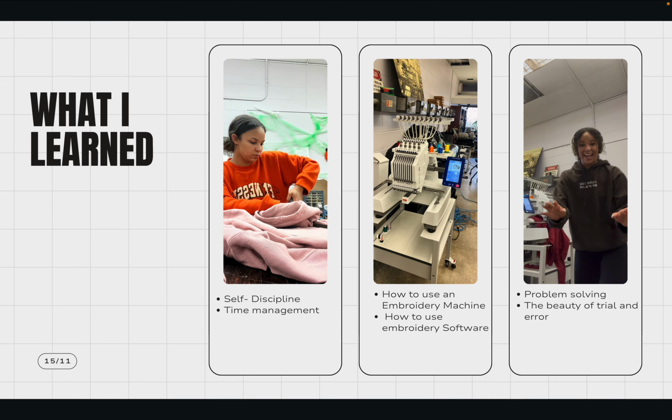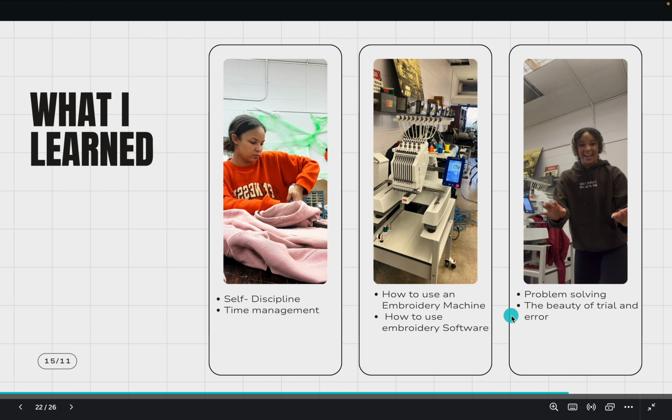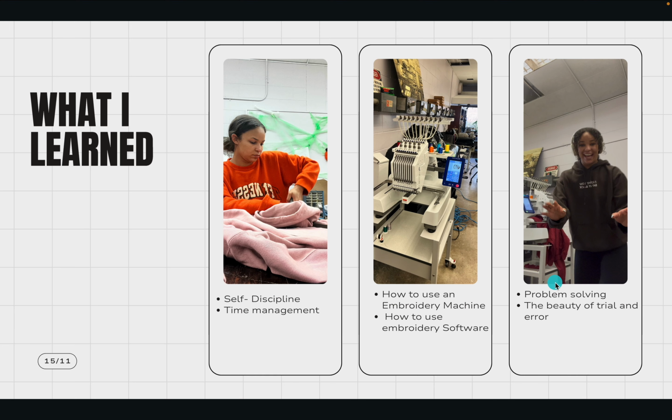So then my conclusion, what I overall learned from this whole process is a lot of self-discipline and time management and figuring out what time works for me and what doesn't. How to use the embroidery machine and how to use the embroidery software. This was a big learning curve for me. So now I'm happy to say that I know how to use an embroidery machine. And then just some problem solving skills, and honestly the beauty of trial and error, and just figuring out how maybe one fail can lead to another success was a really fun thing for me to figure out this semester.